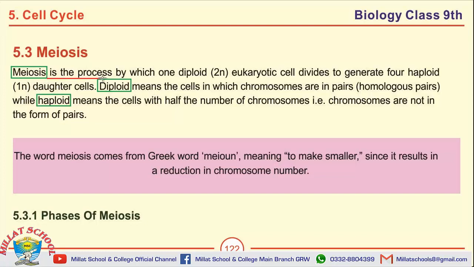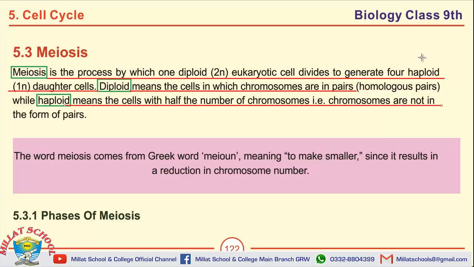Meiosis is the process by which one diploid eukaryotic cell divides to generate 4 haploid daughter cells. Diploid means cells in which chromosomes are in pairs, while haploid means the cells with half the number of chromosomes, or they are not in the form of pairs.